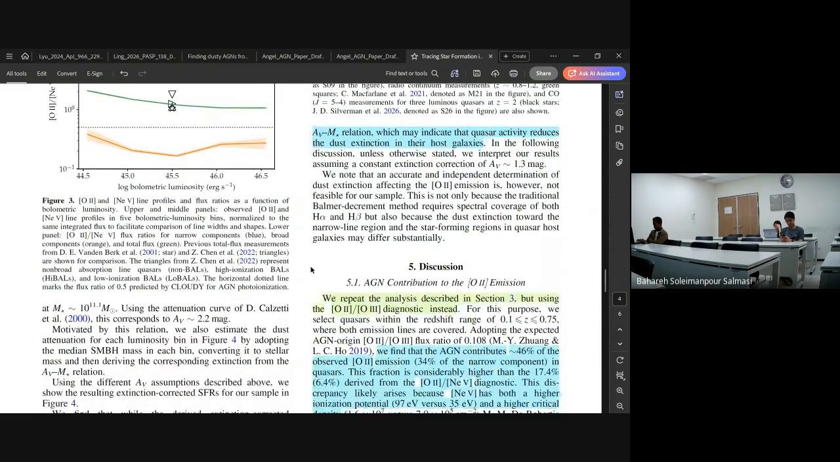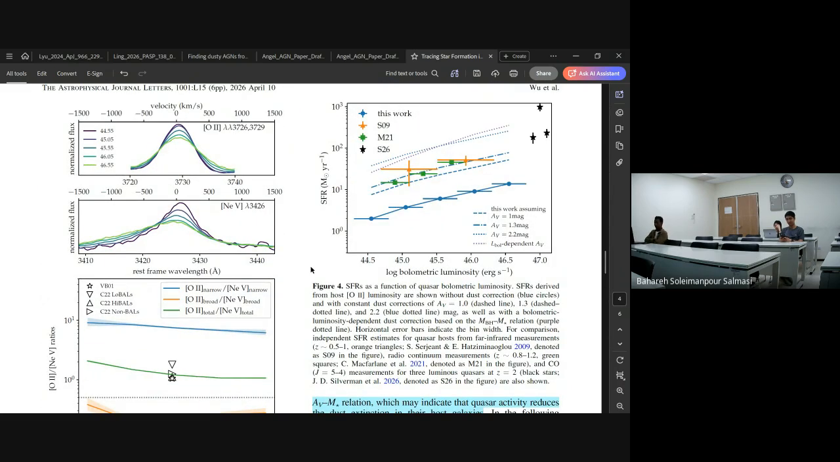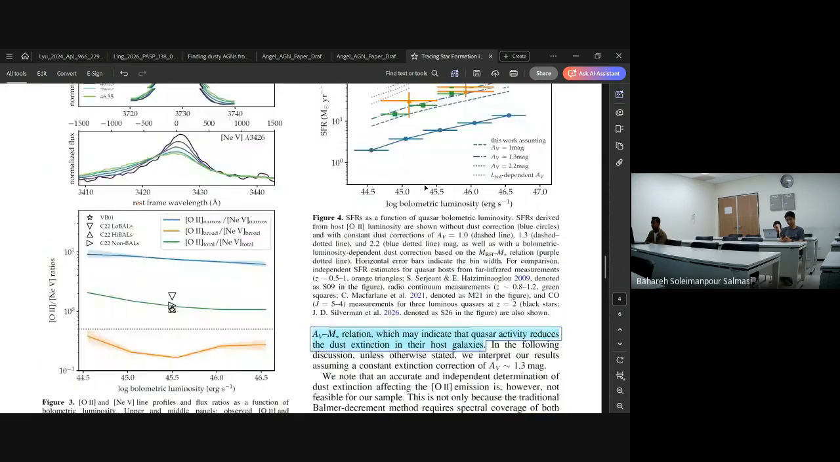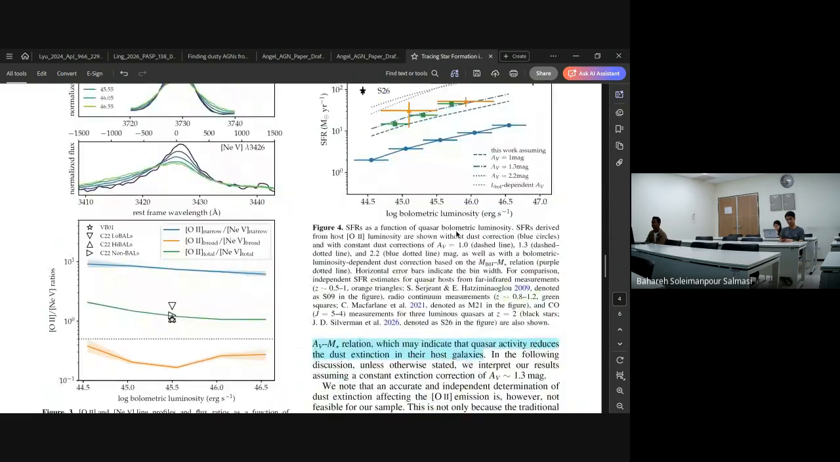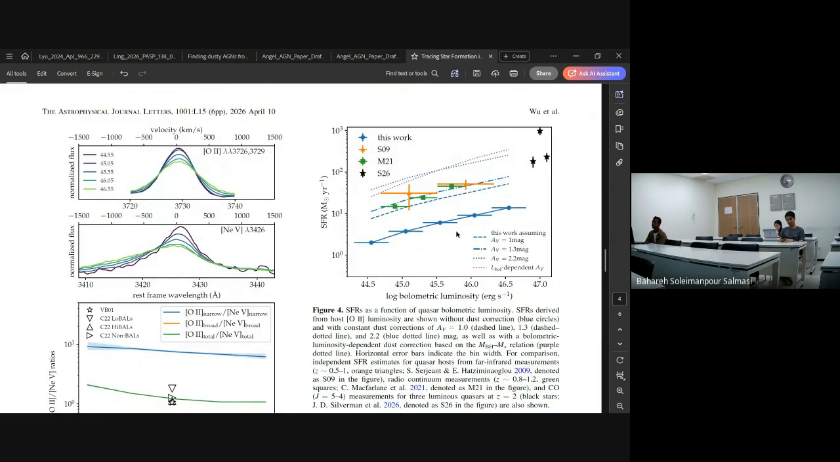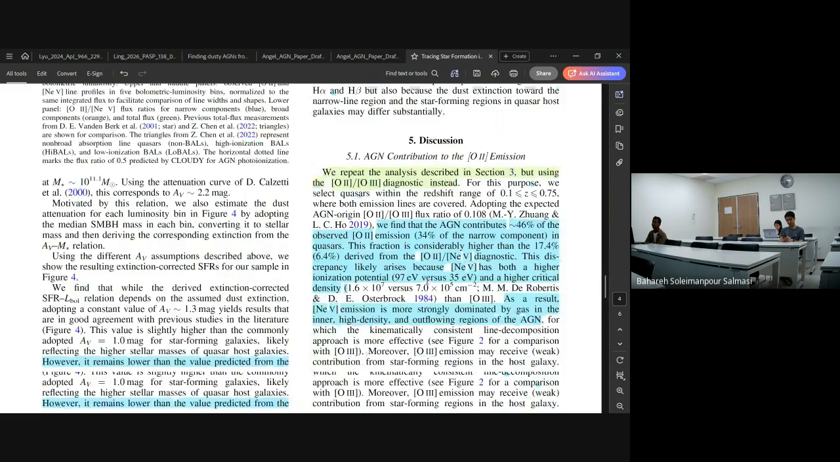Something else that they did briefly is look at the star formation rate as a function of luminosity, and they saw that it increases as a function of the total luminosity. I'm just pointing that out because it relates to my paper, where I say that star formation is more dominant than the AGN at higher luminosities.